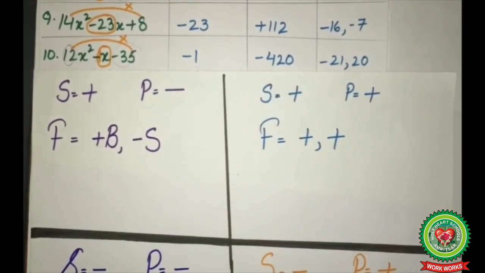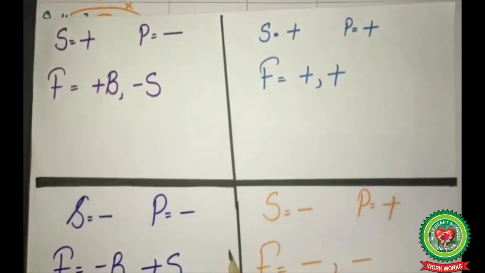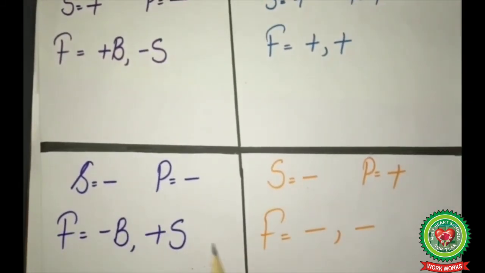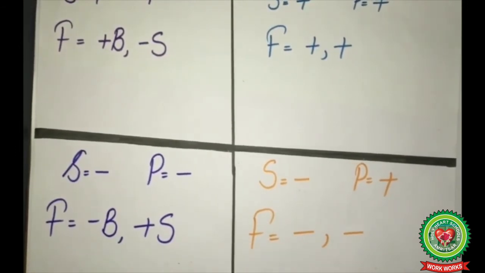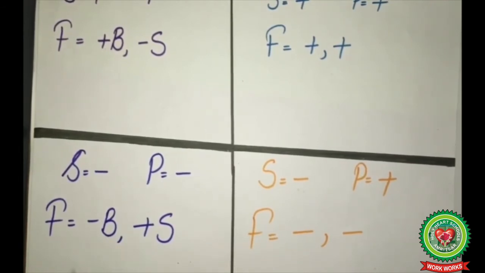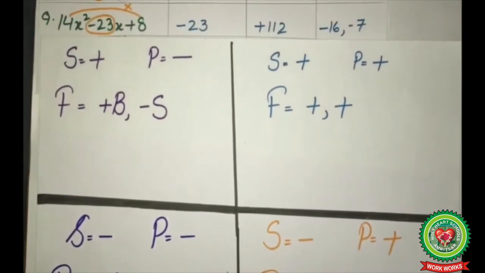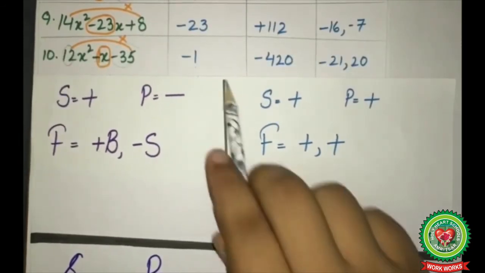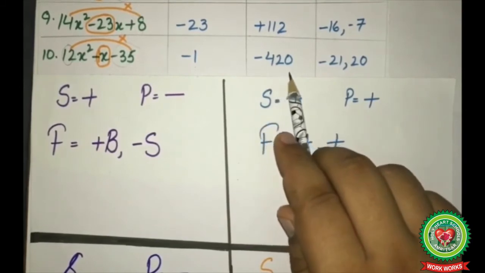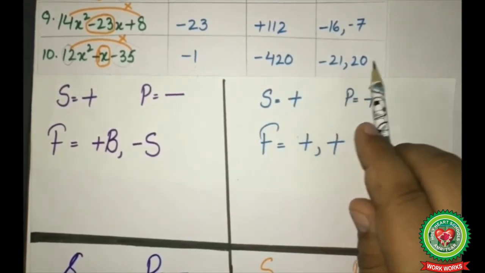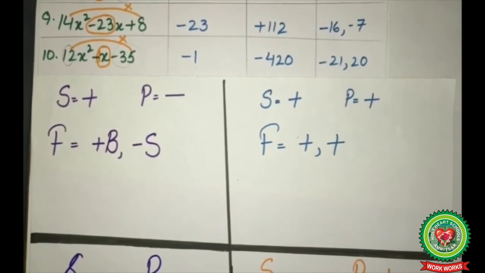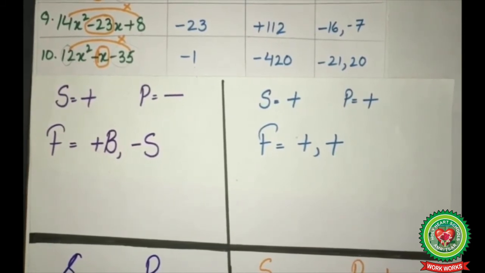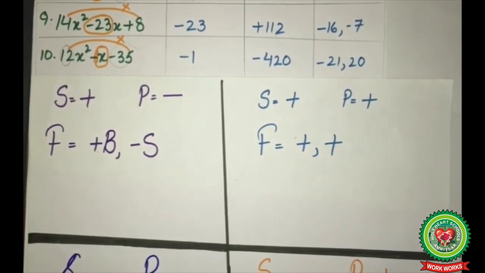Now in this example, the sum and product, they both are with the minus sign. So therefore, both the factors will be having a different sign, and the bigger factor will be having a sign of minus, and the smaller factor will be having a sign of plus. So therefore, the two numbers which will give the sum as minus 1 and product as minus 420 are minus 21 and 20.